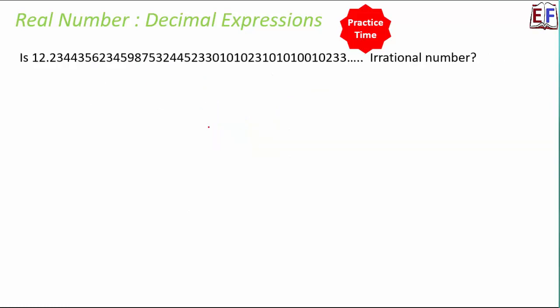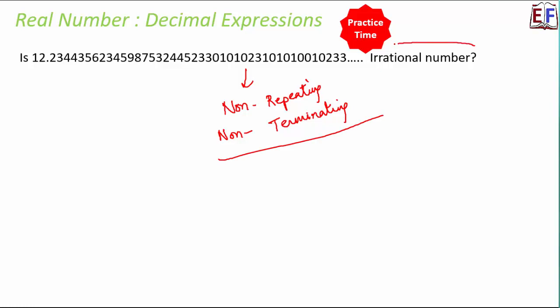So let's look at one more question. Is 12.234435623459... I think it will take too much time to read the entire thing. Is this an irrational number? So what do you think? Do we see repetition? No. But do we see that it is terminating? No. So basically this is an example of a non-repeating, also non-terminating decimal. Therefore, this is an irrational number.